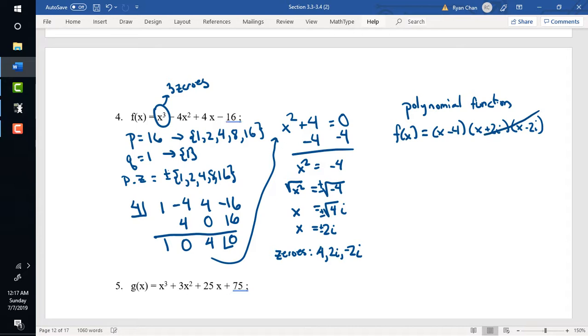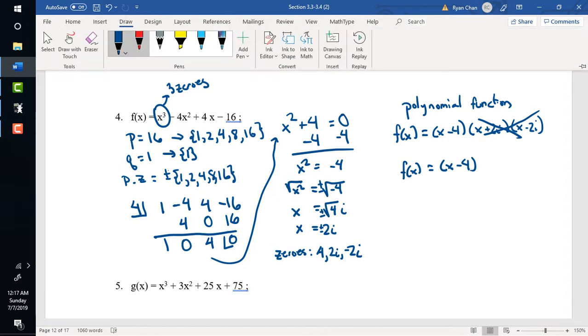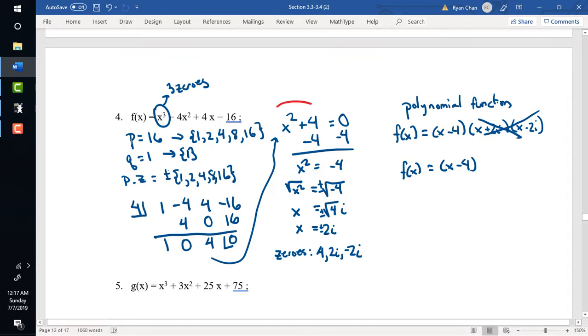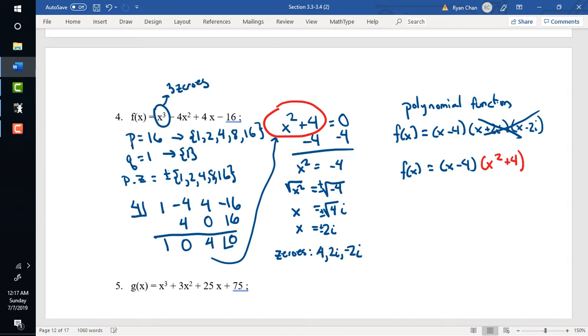But that's kind of not necessary, because here's the thing. You actually already have it. It actually comes from this. After you do your synthetic division, you're left with x squared plus 4. So this is actually going to be part of your answer. You already have your factored form. So this will be your final answer. And that's it.